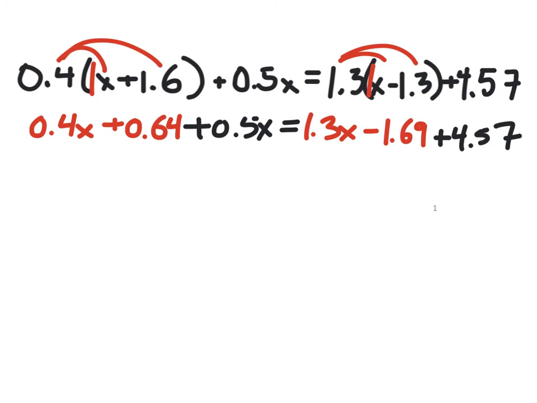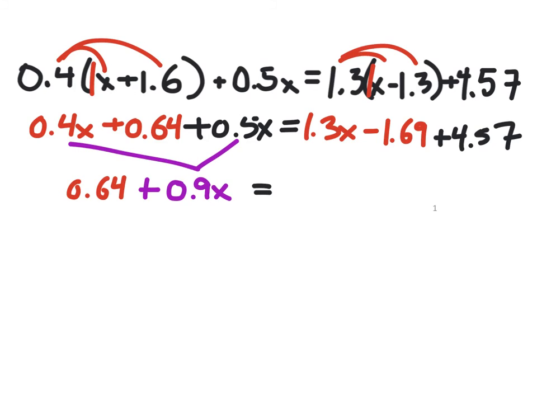After distribution, again, we should always be looking to combine any like terms that we can, and I do see some on the left side of the equal sign. I see some on the right, but we'll get to that, one at a time. So I got 0.4x plus 0.5x, which is 0.9x. Now that's positive. I'm just going to put the 0.64 on the left. I don't know why, just because I can, I guess.